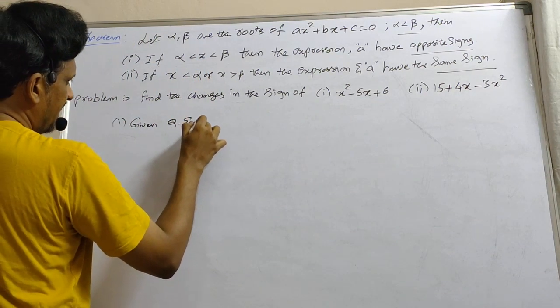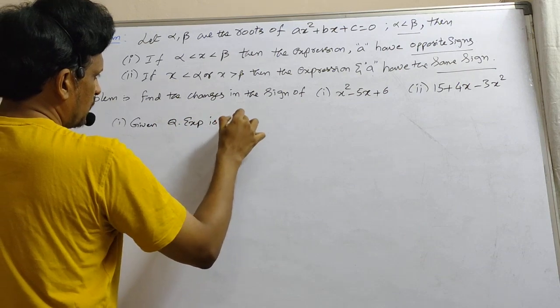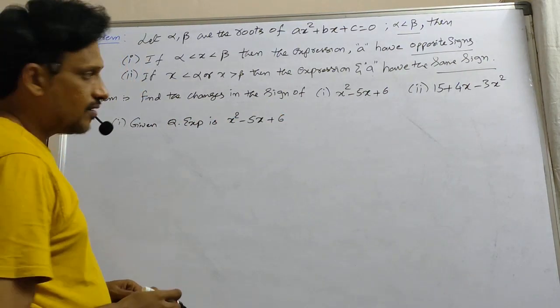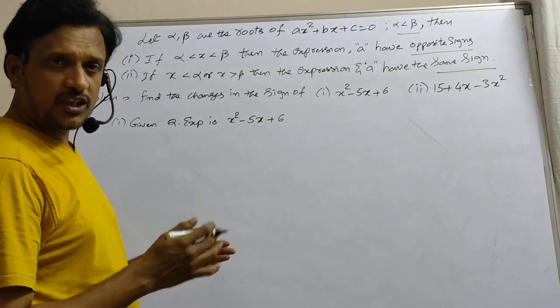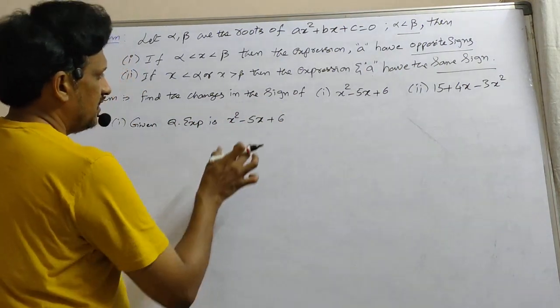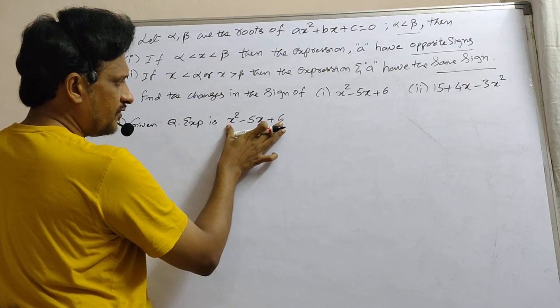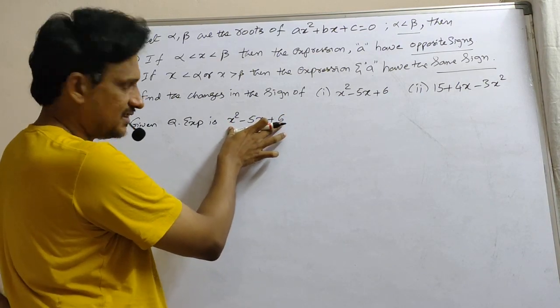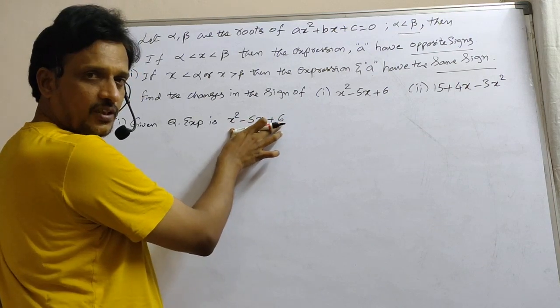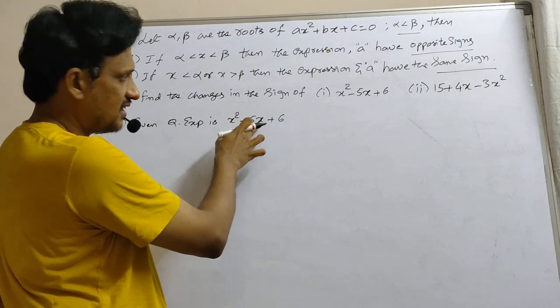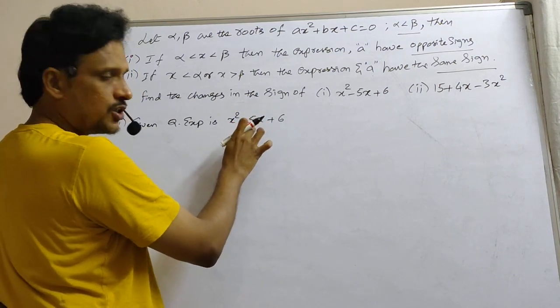The quadratic expression is x square minus 5x plus 6. First try to write this as the product of two linear factors. Since the coefficient of x square is 1 and the constant is 6, the product of these two will be 1 into 6, that is 6. Now write this 6 as the product of two numbers so that the sum or the difference is equal to the coefficient of x. So 3 twos are 6, and 3 plus 2 gives 5.